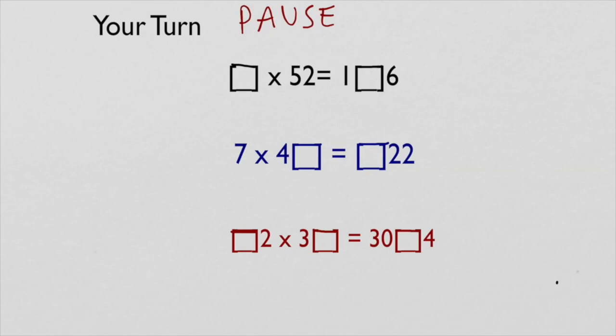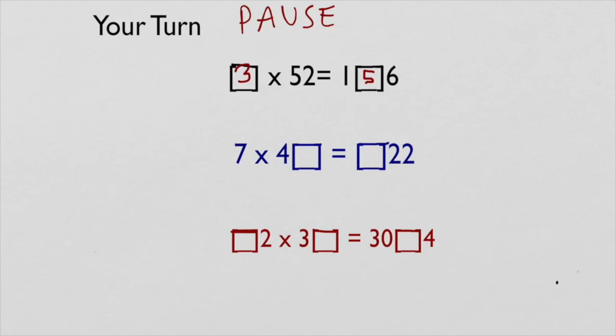Okay, so first question. Something times 52 equals 100 and something ending in 6. So I'm going to think about my units column. I think what times 2 equals 6? Well, I have only one option there, and that has to be 3. So I know that answer has to be 3 in the box there. Then all you need to do is work out what's 3 times 52, and that is 156. So the 5 goes in there.